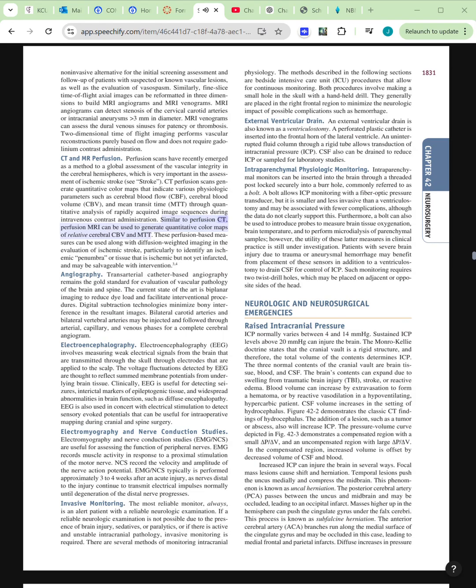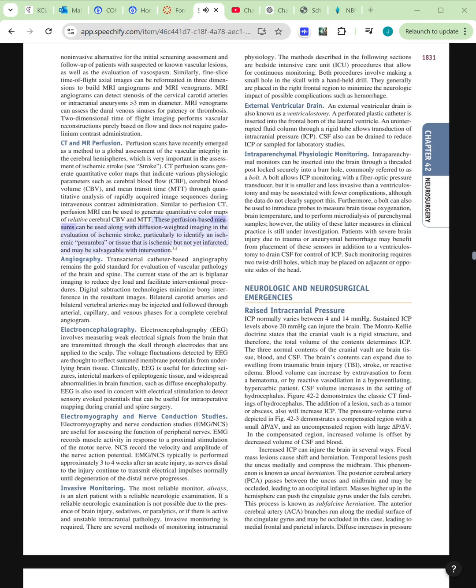Similar to perfusion CT, perfusion MRI can be used to generate quantitative color maps of relative cerebral CBV and MTT. These perfusion-based measures can be used along with diffusion-weighted imaging in the evaluation of ischemic stroke, particularly to identify an ischemic penumbra, or tissue that is ischemic but not yet infarcted and may be salvageable with intervention.